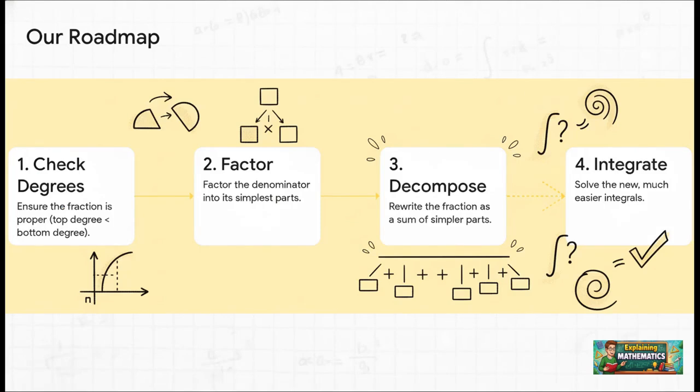First, you check the degrees. Second, you factor that denominator. Third, you do the actual decomposition, the algebra part. And then finally, the easy part. You integrate the simple pieces. Let's actually walk through this with that problem we started with.